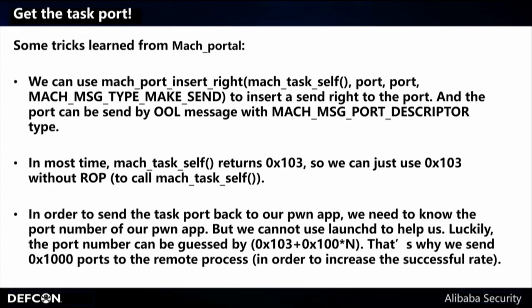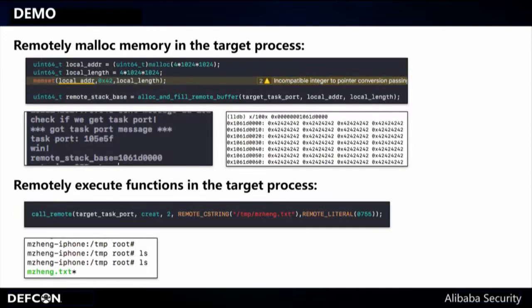In order to get the task port back to our pwn app, we need to know the port number of our pwn app. However, we can't use launchd to help us. So that's why we send a lot of ports, because it can be brute forced. So we send a lot of ports to the remote server in order to increase the success rate. After that, we can try to remotely malloc some memory in the target process, or just execute some functions in the target process.